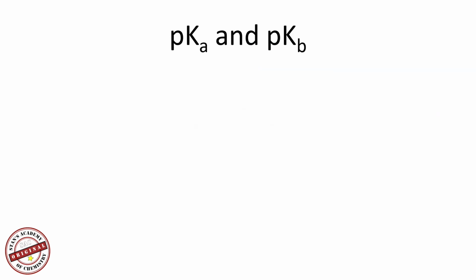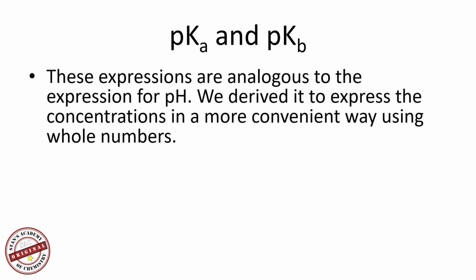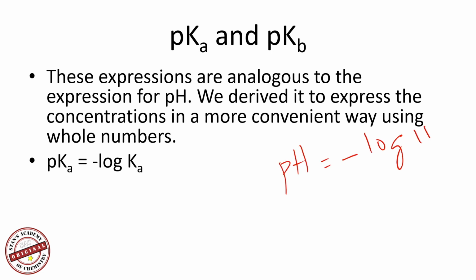pKa and pKb, these are two new terms that we had seen. These expressions are analogous to expressions for pH. We derived them to express the concentrations in a more convenient way using whole numbers. pKa is equal to negative log Ka. For pH, we had written pH is equal to negative log H positive. So it's exactly similar to that, with the difference that we are replacing H positive with the Ka value.